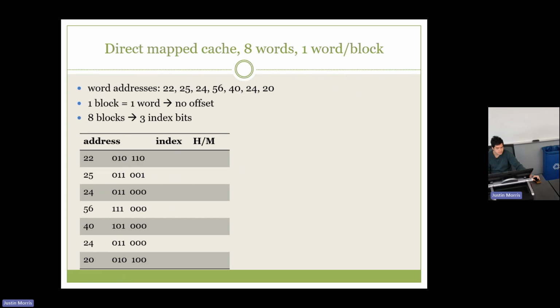Address. This is a word address. So we had no offsets because our block is 1 to 10. Here's the binary conversion. Okay. So if my address is 22, what is my index? 1, 0, 1, 1, 0.